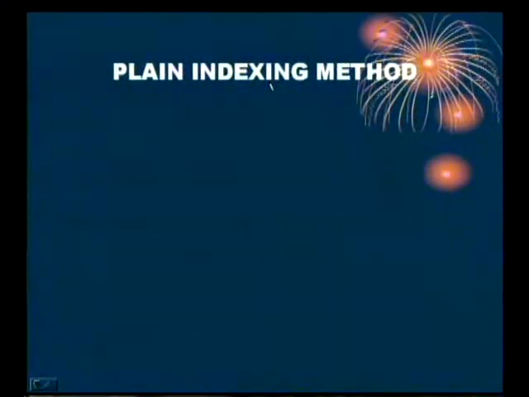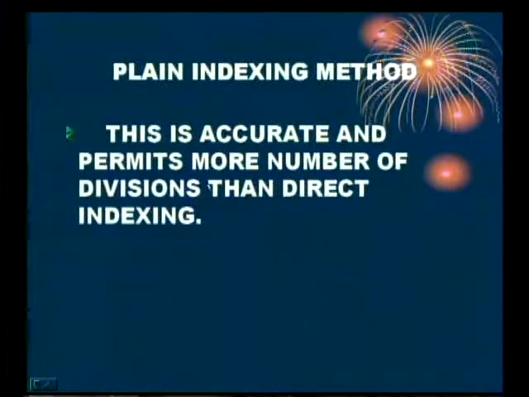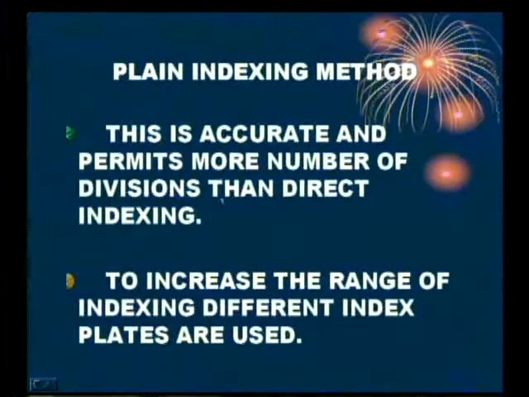Now we go to the second method, which is the plain indexing method. The number of divisions which cannot be indexed by the direct indexing method, because only factors of 24 can be indexed. So this is accurate and permits more divisions than direct indexing. When the number of divisions to be indexed is larger, and when accuracy is also important, we go for this type of indexing method, which is plain indexing. To increase the range of indexing, different index plates are used, so more divisions can be indexed.